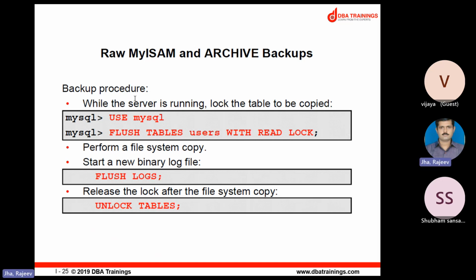Basically here, first you convert the MyISAM archive table into read only. So first lock the table with read lock. Now the table is read locked. After that, you just copy it with the OS command, a file system copy. Once you have copied it, you can start it.